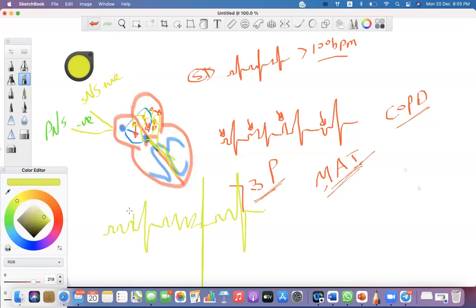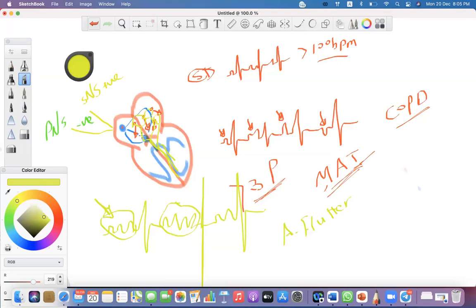These multiple P waves produce a sawtooth appearance, like the shape of a sawtooth. So this form of arrhythmia or tachyarrhythmia is called atrial flutter. Atrial flutter means that there are multiple foci. These multiple foci develop multiple re-entry circuits between each other and stimulate the atria multiple times, producing multiple repetitive beats in the form of a sawtooth pattern or sawtooth appearance.